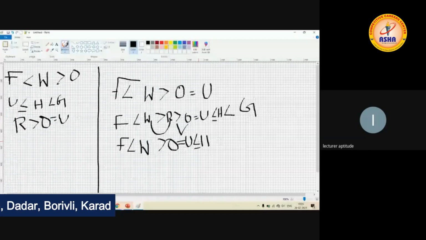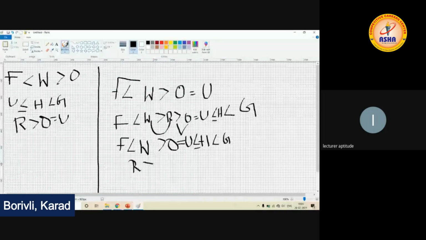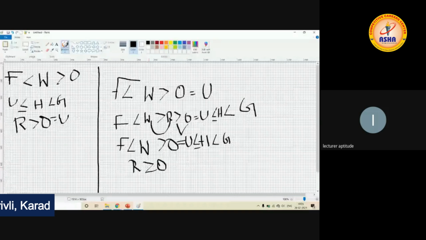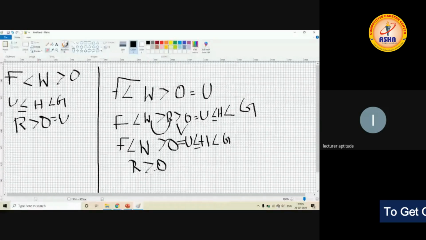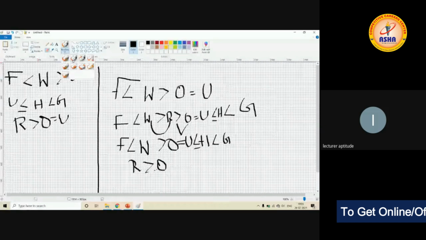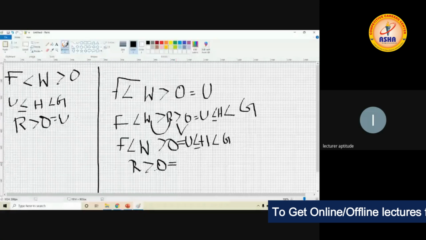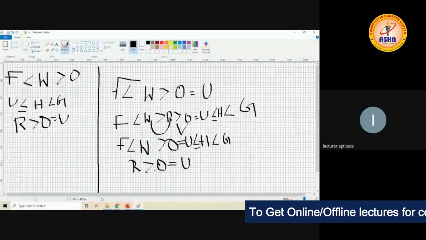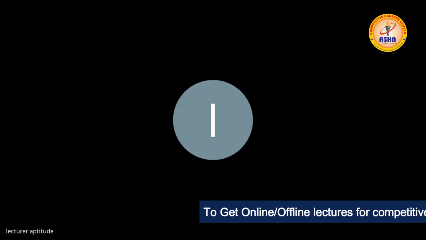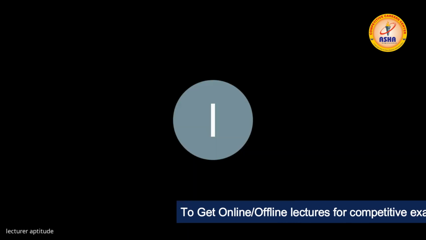We can write again the relation between R greater than O. Sorry, this is greater than O, equal to U. U is less than or equal to H, and this is H. Then less than B.